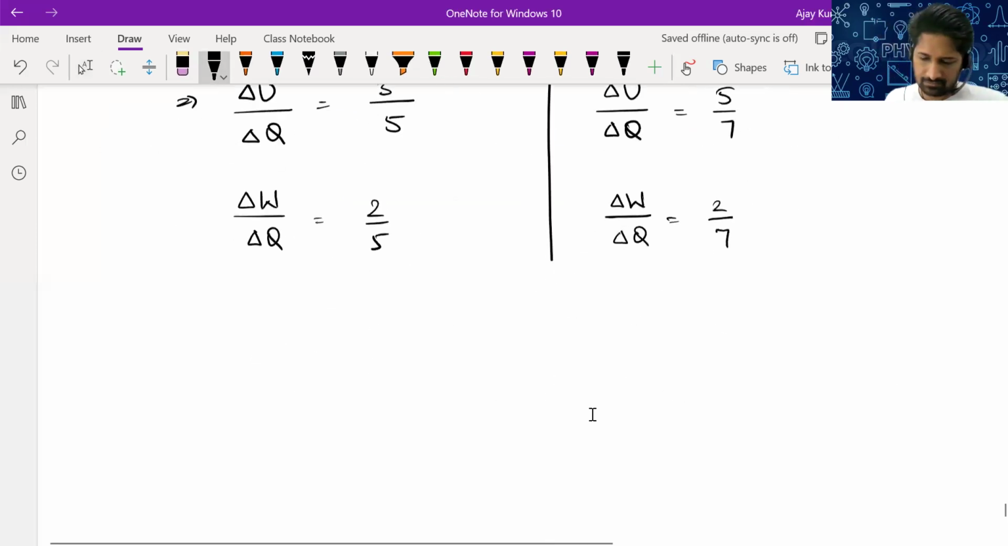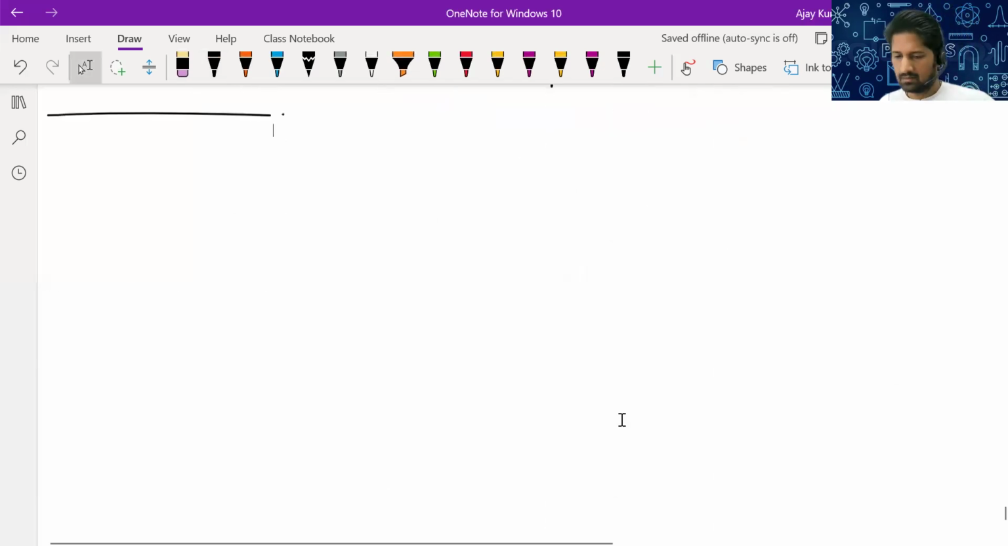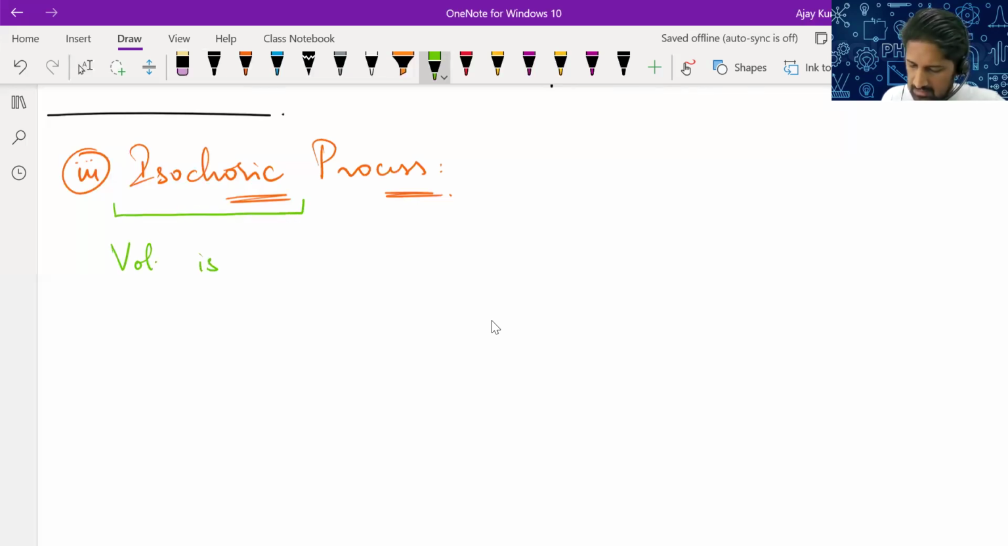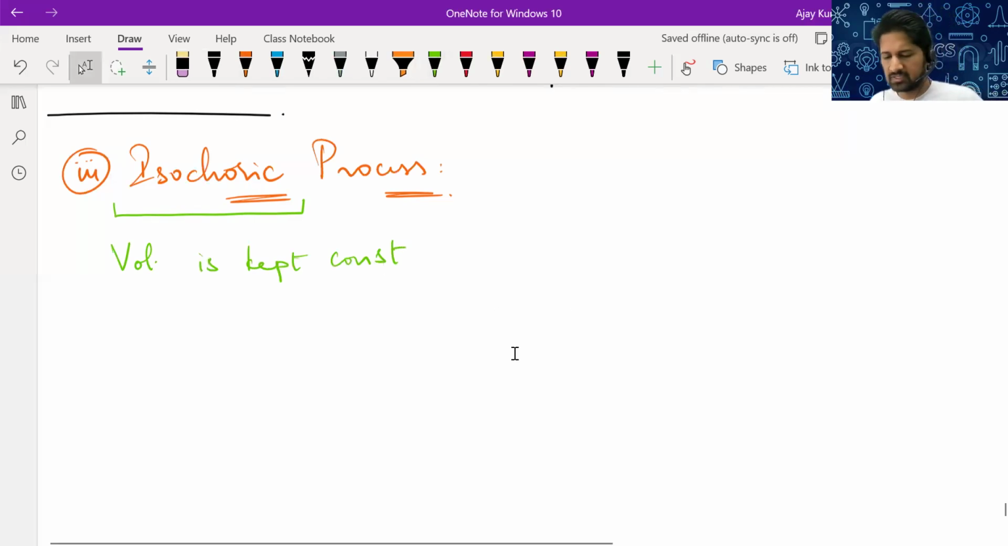Fine. So far we have discussed two basic thermodynamic processes, isothermal and isobaric. The next common thermodynamic process is an isochoric process. Now, what happens in an isochoric process? Isochoric means the volume of the gas is kept constant. It's not allowed to expand, it's not allowed to get compressed also. Volume is kept constant.